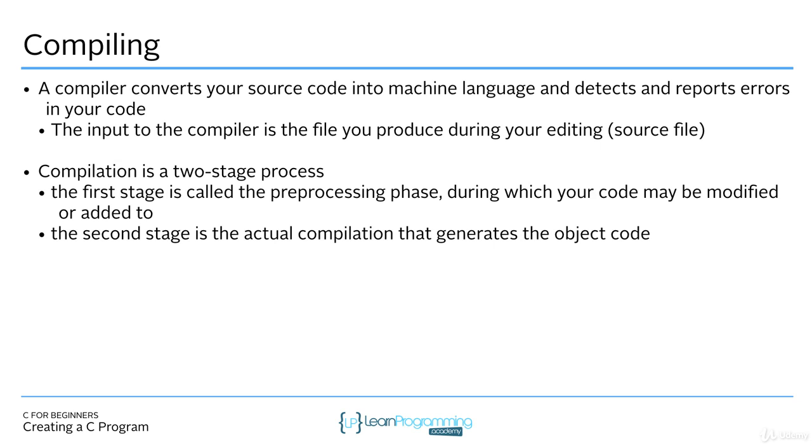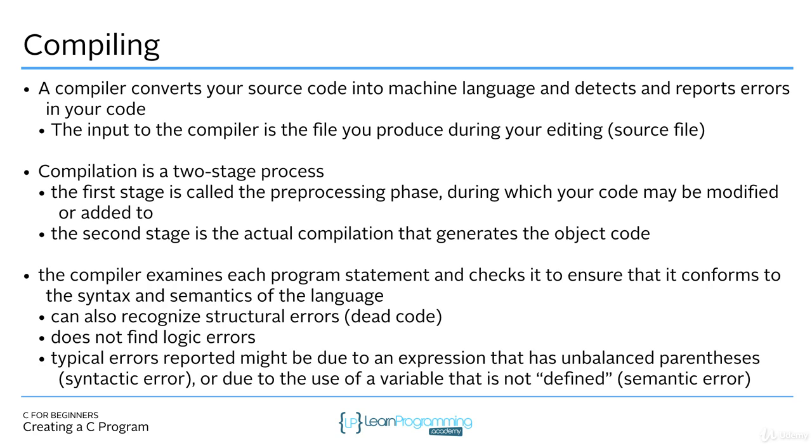Compilation itself, converting this code, is a 2-stage process. The first stage is called the pre-processing phase, during which your code may be modified or added to. And the second stage is the actual compilation. It generates the assembly language code. We'll talk about this pre-processing phase in more detail, but you just need to know now that there are 2 stages when you do compilation. The one that we're going to focus on, or the one that's easy to understand, is the generation of the object code. So the compiler is going to look at each statement, and it's going to make sure that the syntax is correct and that the semantics of the language is met.